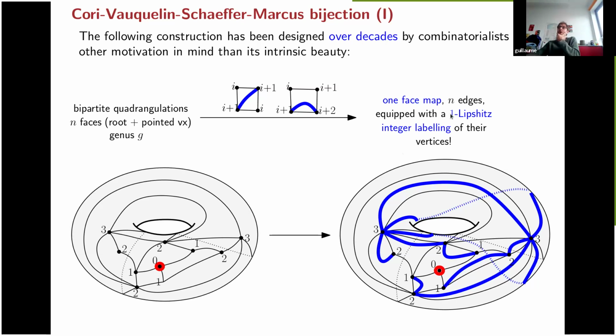So you get a blue graph equipped with a 1-Lipschitz integer labeling of the vertices, and the craziness of the Schaeffer bijection is that this is a bijection. It's the same to start with a bipartite quadrangulation of given size, or just a single polygon gluing equipped with a 1-Lipschitz labeling of the vertices.